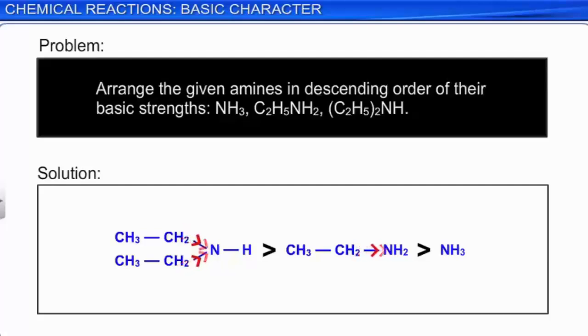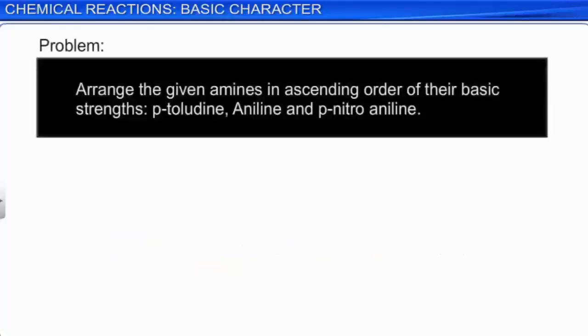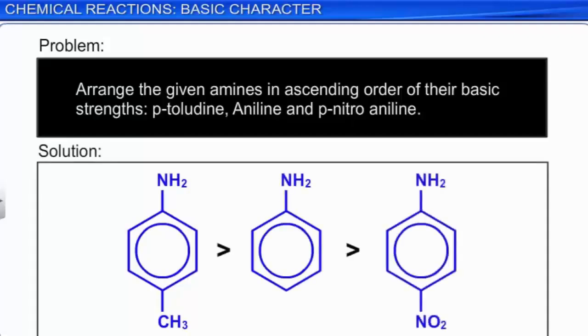Here's another problem. Arrange the given amines in ascending order of their basic strengths. Try to work out the answer yourself before checking the solution. The ascending order of the basic strengths of these amines is: p-nitroaniline is less than aniline is less than p-toluidine. Here, NO2 has a -I effect and is thus less basic than aniline, while the methyl group has a +I effect and is therefore more basic than aniline.